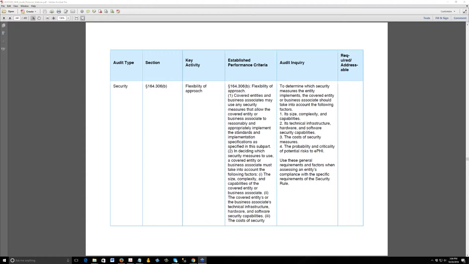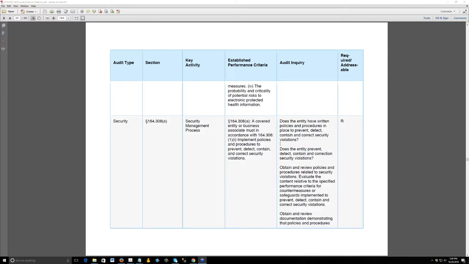But this is what HHS supposedly put into the security rule to allow it to scale up and down from small covered entities and business associates to large. Now, at any scale, the most important part of a disaster recovery plan is that it's effective, that it actually works. If disaster happens, will it work? To that extent, it doesn't matter how big or small your organization is. The steps you take may depend on the size of your organization, but at the end of the day, does it work? Exactly.